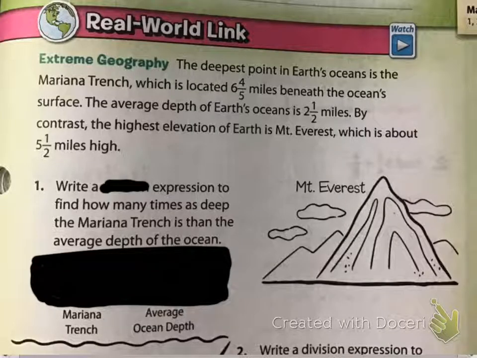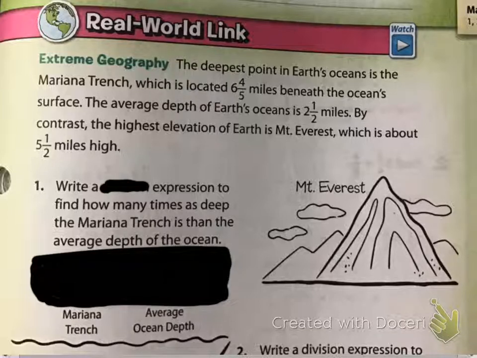So, we're going to look at this next warm-up, and we're going to do it together a little bit. I want you guys to start individually. Yeah, you can't see it very well. So, we're reading this. The deepest point in the Earth's oceans is the Mariana Trench, which is located 6 4/5 miles beneath the ocean surface.